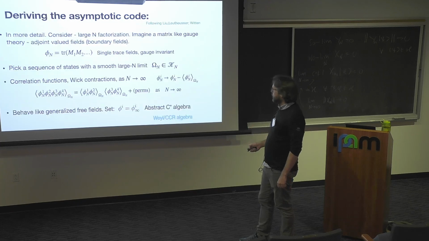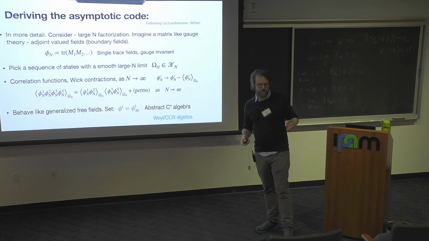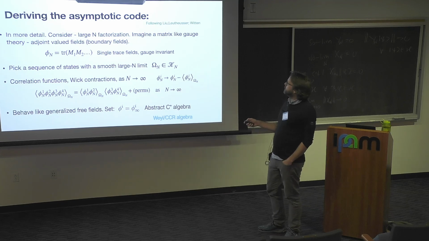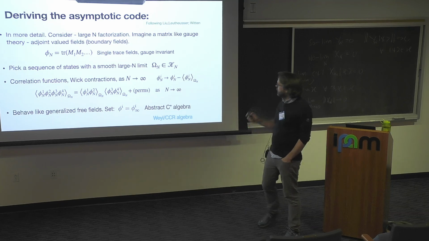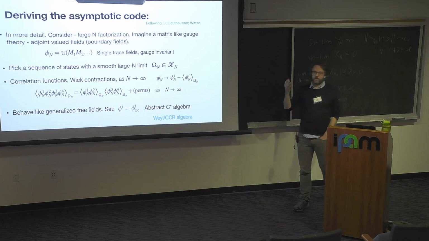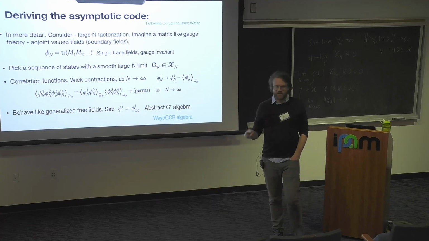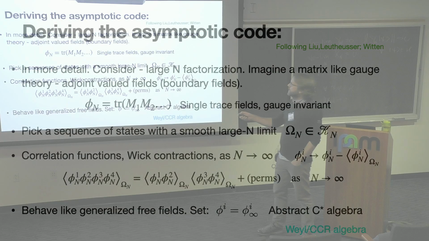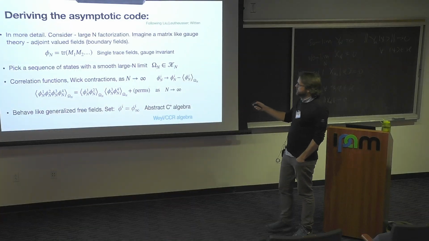Okay. So let me give you some details about how we derive this. And the idea is to follow sort of these recent works which were discussing how non-trivial von Neumann algebras can arise out of large N limits. And it's sort of doing that, but from an error correction point of view. So let me go through some of this. So the idea is to think about something called large N factorization.